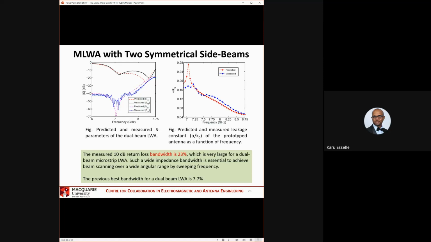The leakage constant alpha versus frequency, it's difficult to measure this. You need to probe and work out various ways. It's easy to predict from the simulations, but the measurements are fairly fine at higher frequencies. Not here.